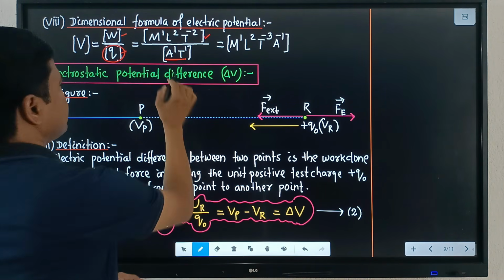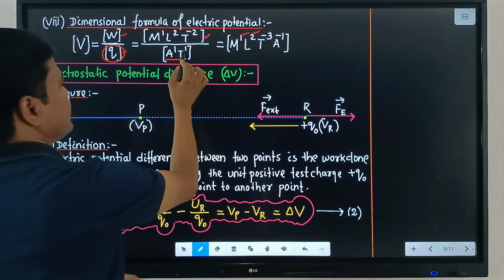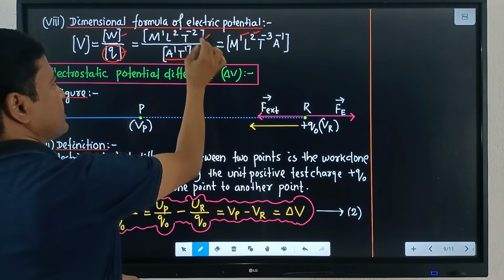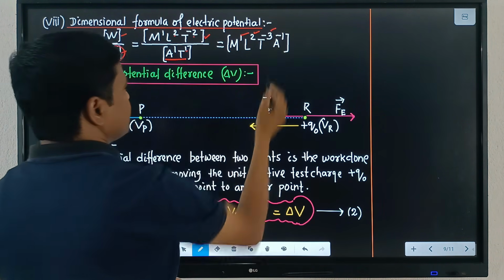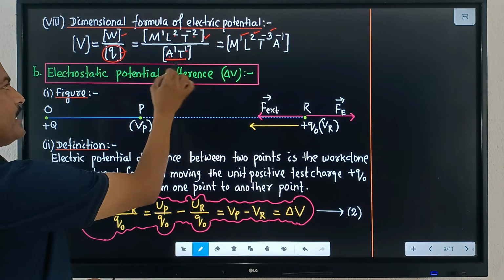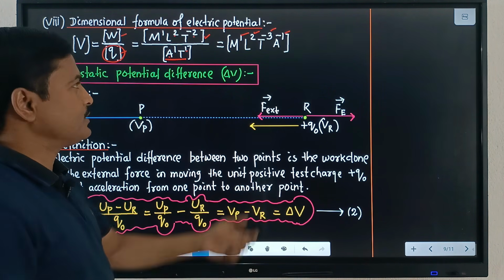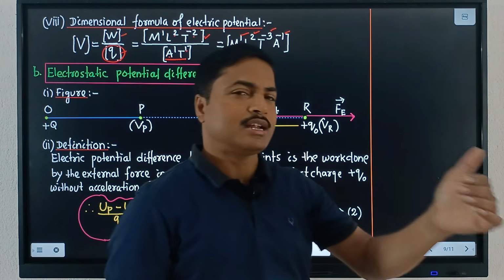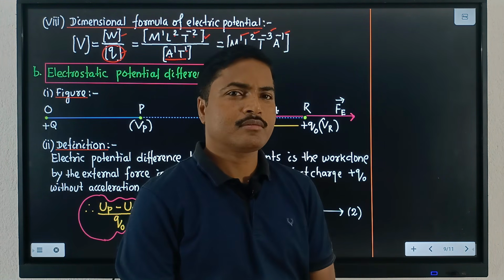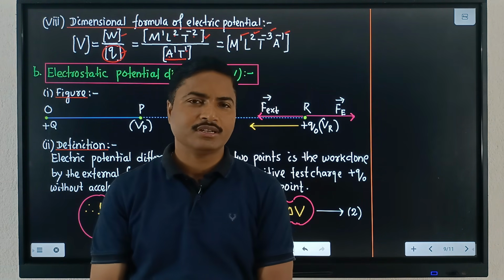And finally we get M1, L2, and T, here 1 is there. If we take it to the upper side, that is minus 1. So minus 2 minus 1, that is minus 3. If we take A to the upper side, that is A to the power minus 1. That means this is the dimensional formula of the electrostatic potential. Clear? And this is all about your electrostatic potential.